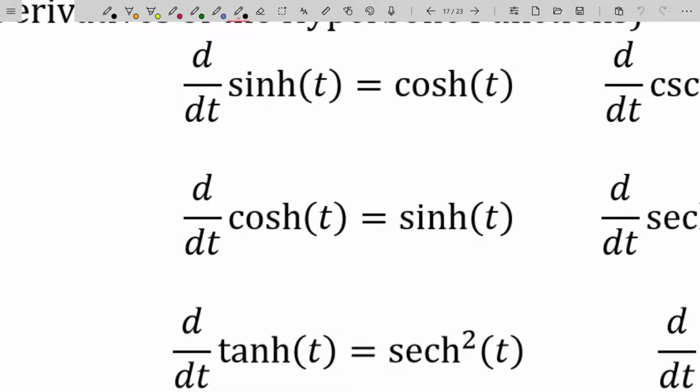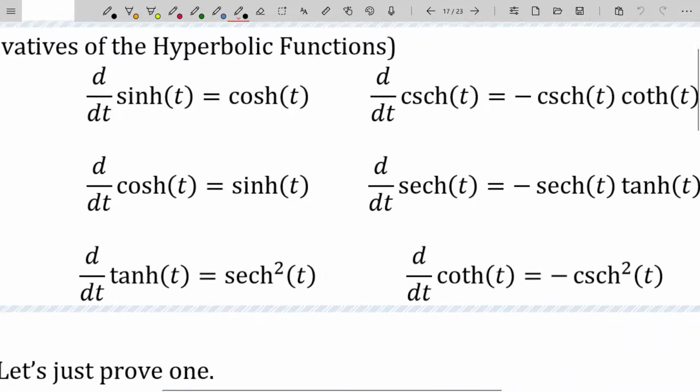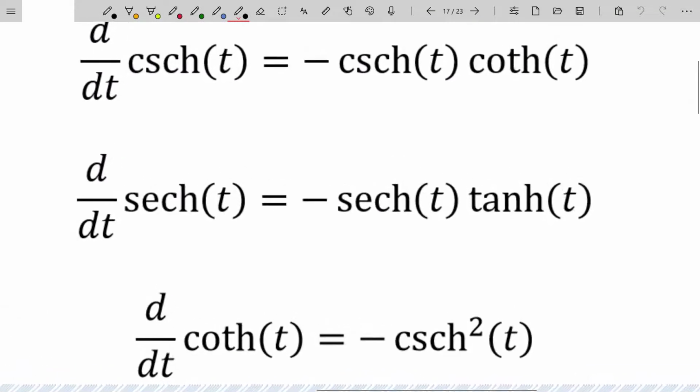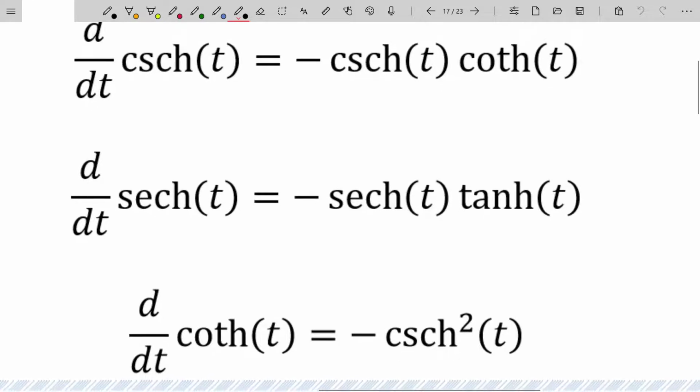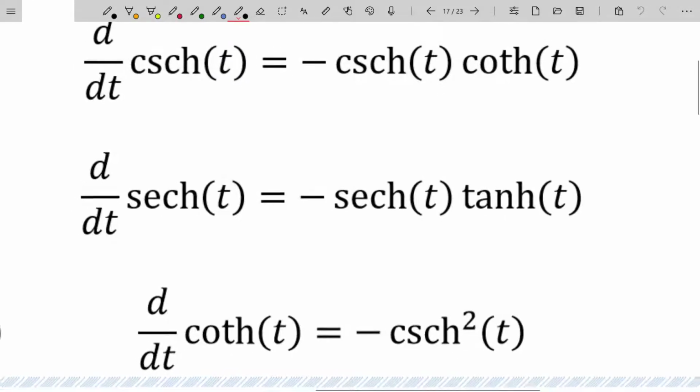Otherwise, they're pretty much like the trig functions, right? Derivative of the sinh is the cosh, derivative of the cosh is the positive sinh, derivative of the tanh is the sech squared. But when you go to the reciprocal functions, their derivatives, at least for the hyperbolics, are negative. Derivative of cosech is a negative cosech coth. Derivative of the sech is a negative sech tanh. And finally, derivative of the coth is a negative cosech squared.